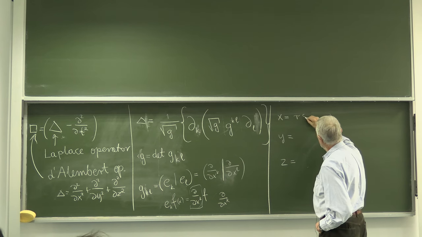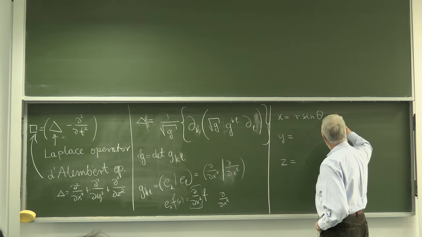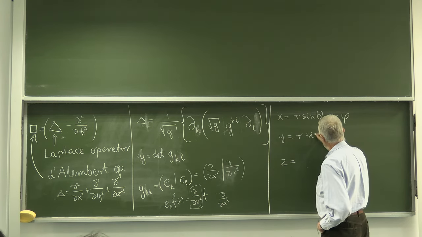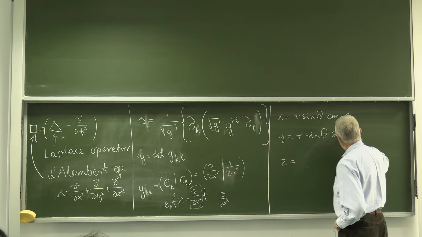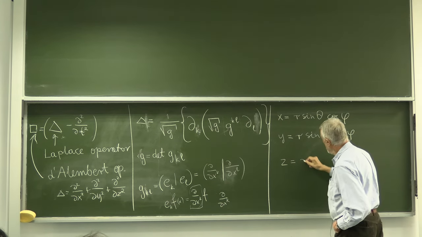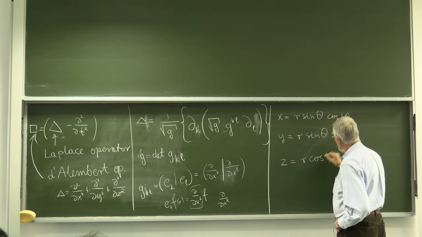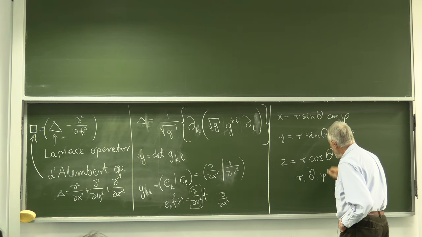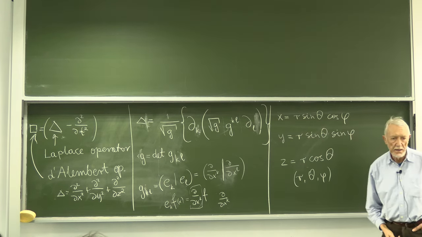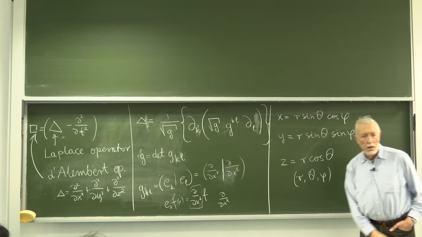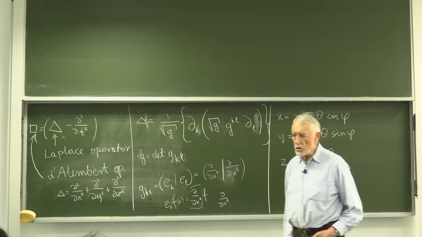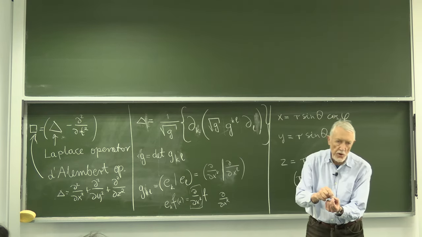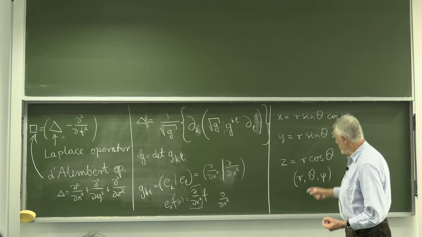It is x = R sin theta cos phi, y = R sin theta sin phi, and z = R cos theta. So R, theta, phi are spherical coordinates. These are Cartesian coordinates. And R is obvious. R is the distance from the center. What is theta?